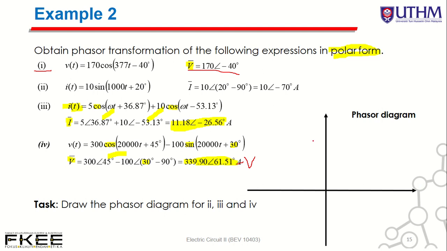This is 0, this is 90 degrees, this is 180 degrees, and then 270 degrees, this is 360 degrees. Minus means clockwise. Anti-clockwise is positive degree and clockwise is minus. So this is the position of minus 40. This is the angle, and this is the magnitude of Vm, 170.